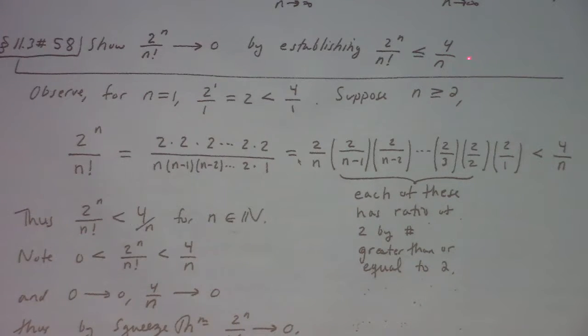Yeah. You need n greater than or equal to 2. If you look at n equals 1, I don't think it's true, actually. Is that, well, no, it's true. Okay, it's true for n greater than or equal to 1. Now, why would this be shown to go to 0 if we can establish that? Do you guys understand why that is?